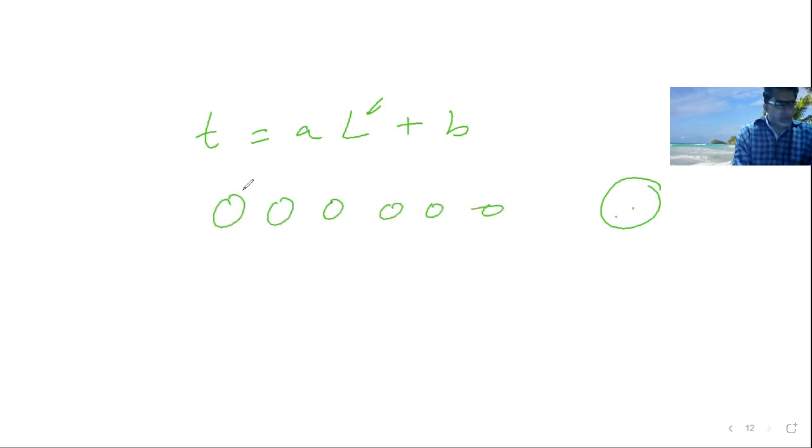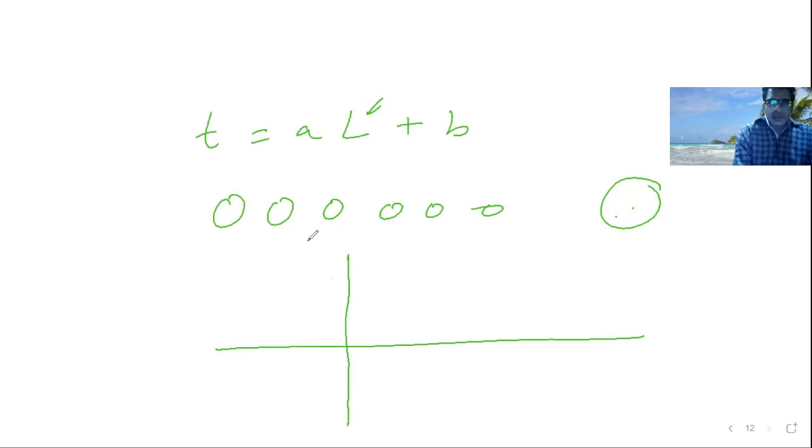So this is one way. Now, this is the equation of a straight line, as I have already told you. So we can graph it.